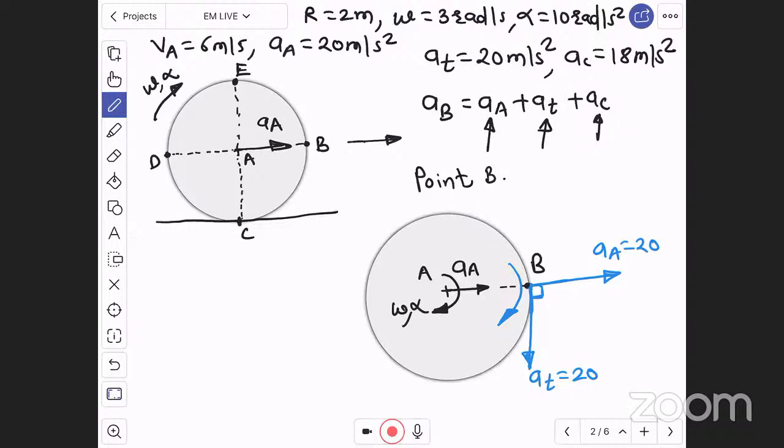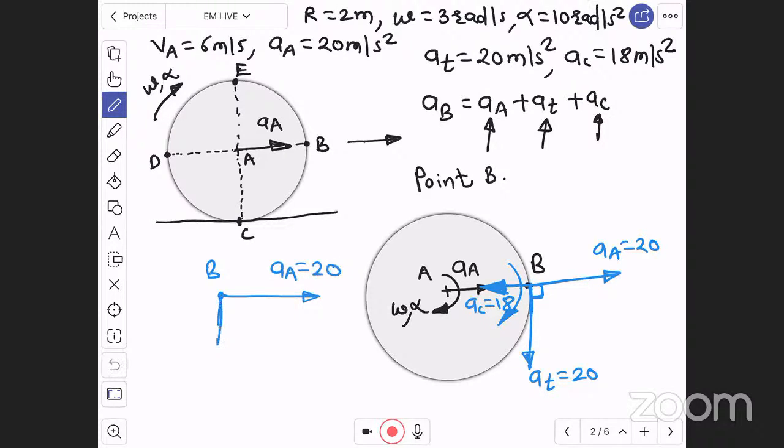And radial acceleration, or centripetal acceleration, is towards center along radius. Therefore towards center along radius at point B, there will be a centripetal acceleration like this. There will be a centripetal acceleration AC, having magnitude 18 meter per second square. Therefore, if I consider point B, my dear students, let us consider this point B. This point B is moving with acceleration of A towards right, which is nothing but 20.